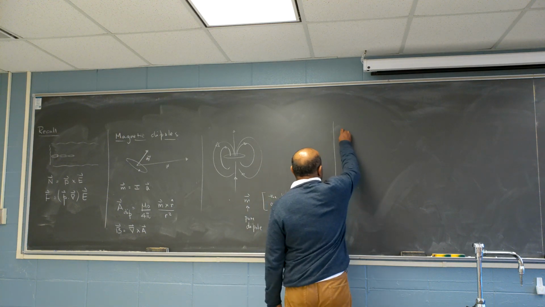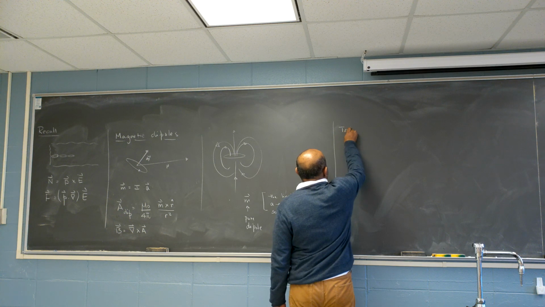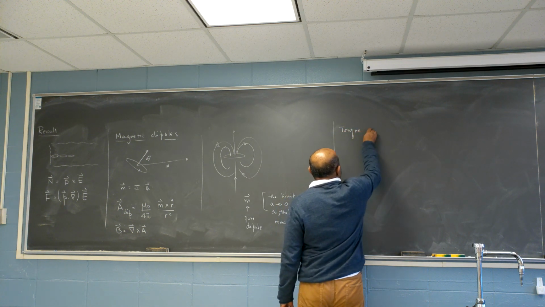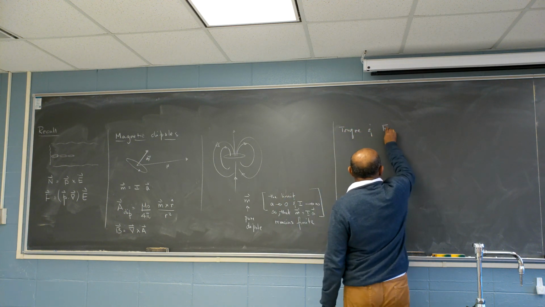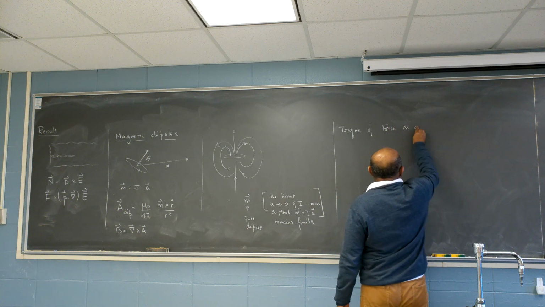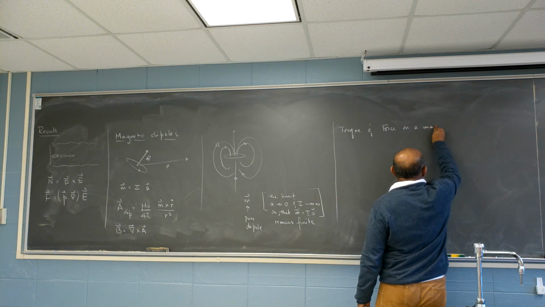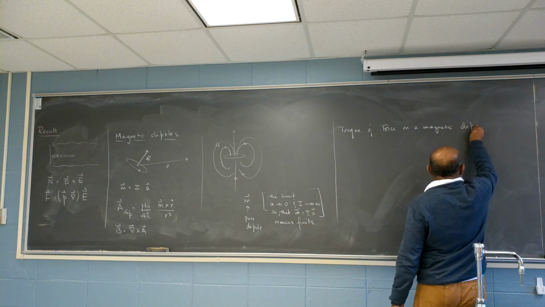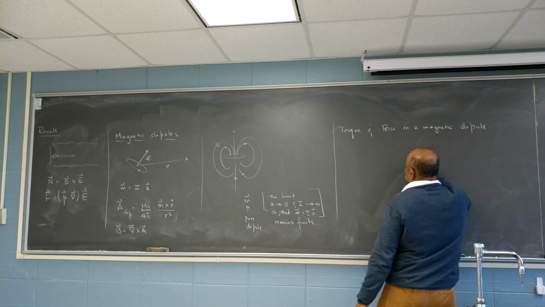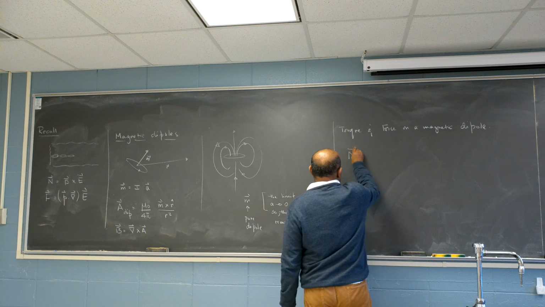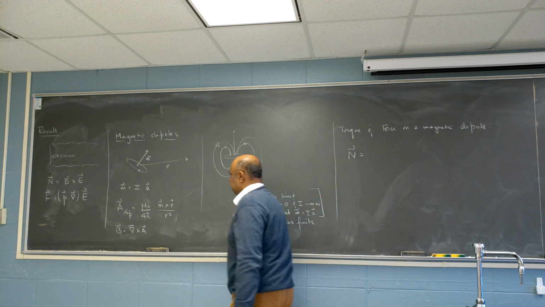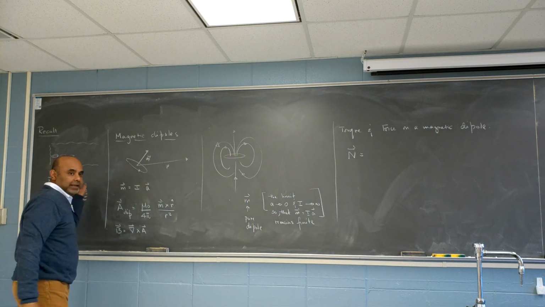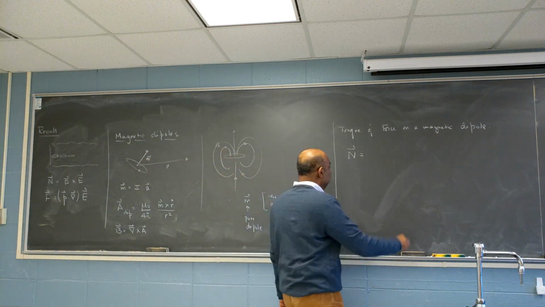So let me give you the formula. Torque and force on a magnetic dipole. The torque, I remember, is not P cross E, but m cross B.